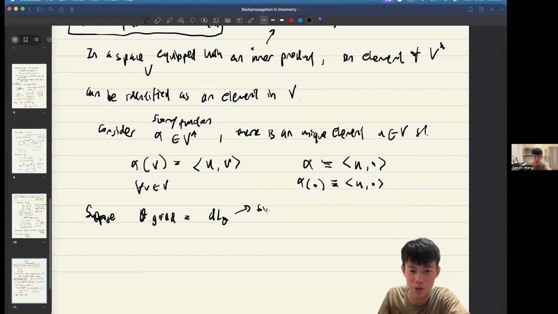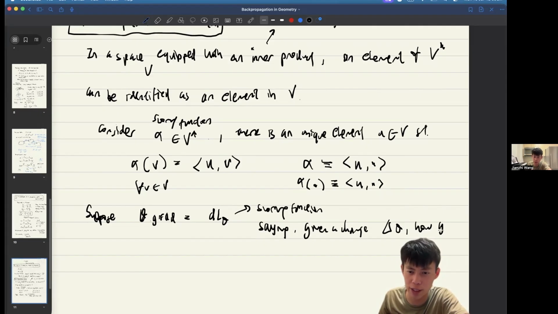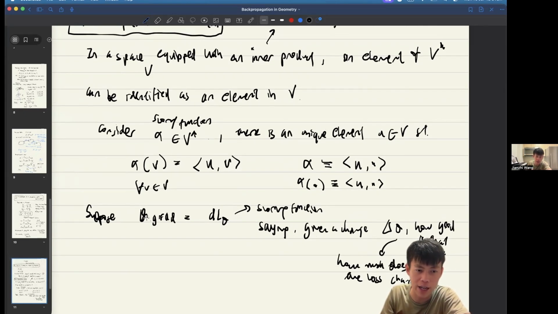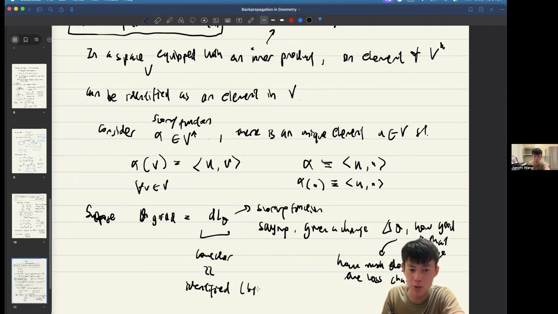So this is a scoring function, right? Let me just be precise. It is saying given a change delta theta, how good is that change? And how good that change means how much does the loss change? Right, so theta dot grad is actually a covector, but a covector is a linear functional on the tangent space. So it can be identified by Riesz representation theorem as an element in the tangent space.